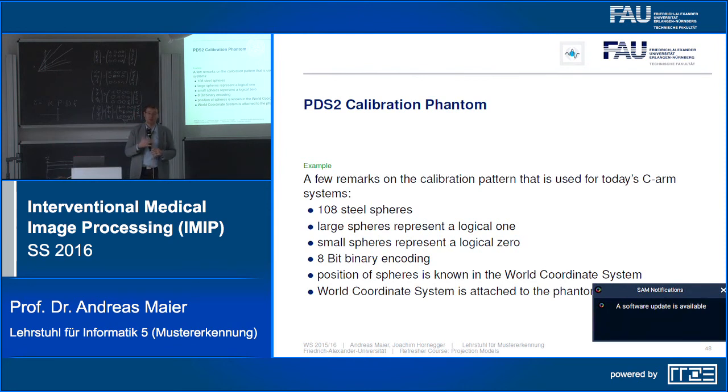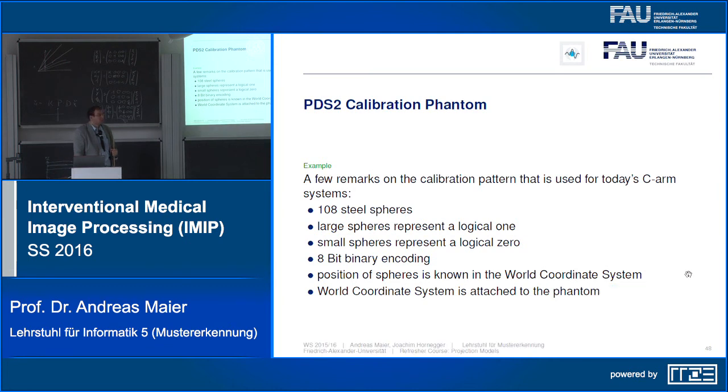So maybe, for example, if you have several projections and you're always taking the same sequence of projections, if you're rotating about the phantom, then you could define a new world coordinate center that is exactly in the isocenter of your rotation. So you have to compute the isocenter of your rotation, and then you can assign a new world coordinate system. This would be one way to solve that.